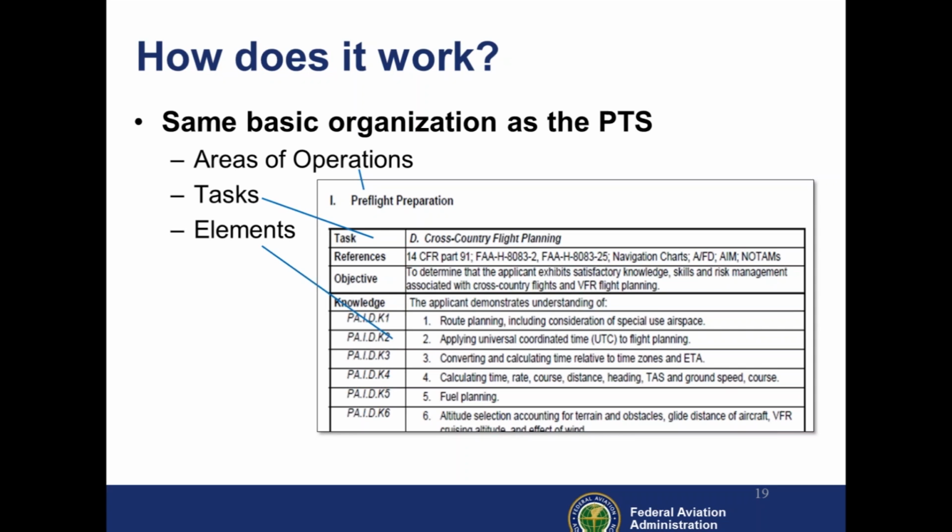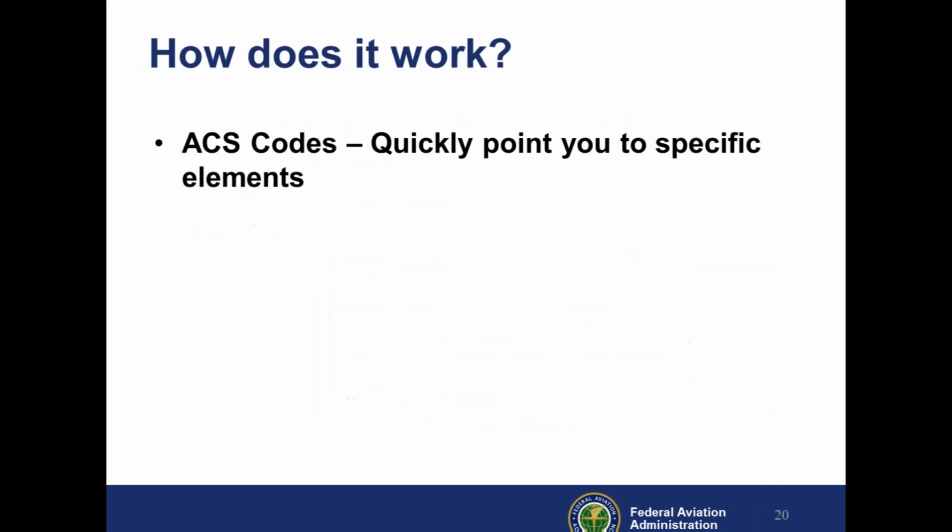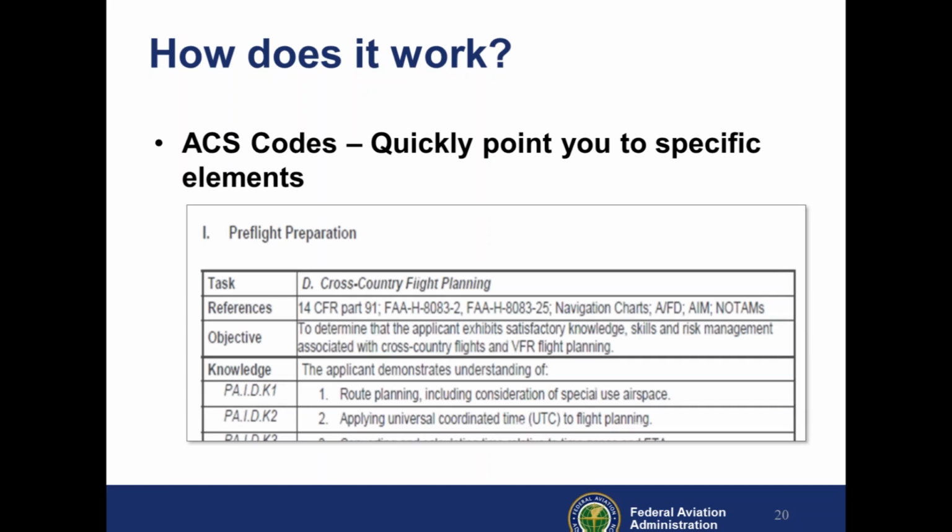Now we have added something new called ACS Codes, and I want to explain that to you. You see it's really pretty straightforward, and we use ACS Codes quite frequently to pinpoint an exact element that we want to talk about or review. So I'm pointing here with my green arrow to an ACS code, and I just want to kind of tell you how that's read. The PA is the certification practical, it's the ACS document essentially that we're talking about. So this is private pilot airplane is abbreviated PA.